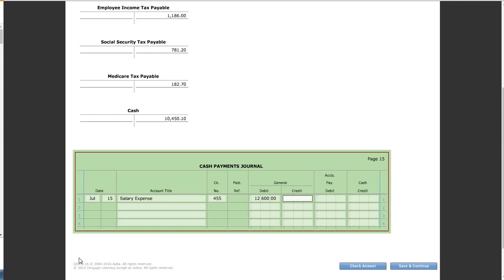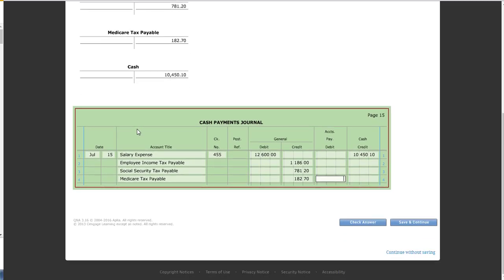Now on line 1 is where I put my cash of $10,450.10. We don't have a special column for cash, so it goes right away. Now I'm going to go ahead and put in employee income tax payable as a credit. Social Security tax payable as a credit. Don't forget your cents. Medicare tax payable as a credit. And then when you're done, this should be what your cash payments journal looks like.